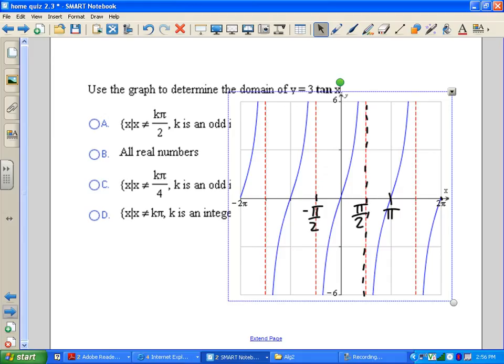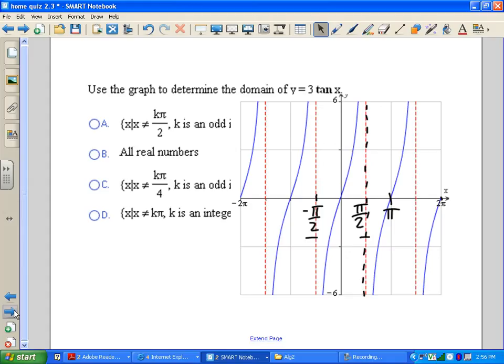And so to answer the question for the domain, what's the domain of the function? Well, it's everything except for certain multiples of pi over 2. So you've got -pi over 2, pi over 2. Now let's see, is that every multiple or every odd multiple? Well, 0 would be a multiple, because 0 times pi over 2 is 0, but it's not an asymptote at 0. So it must be every other multiple of pi over 2, the odd multiples of pi over 2, where it's undefined. So that would be choice A.